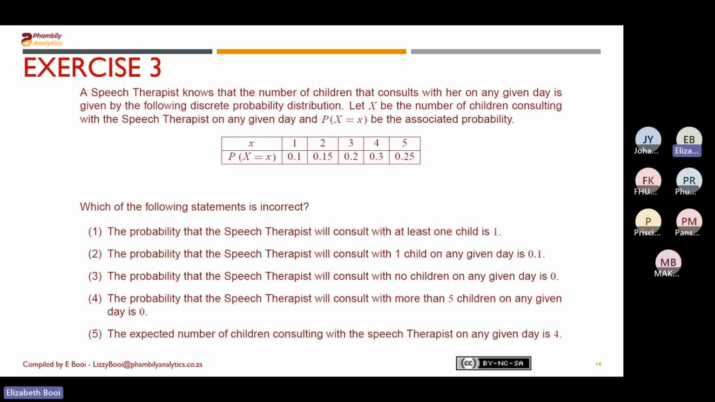Let's see if we can answer this question. A speech therapist knows that the number of children that consult with her on any given day is given by the following discrete probability distribution. Let X be the number of children consulting with the speech therapist on any given day, and the probability associated with that. So we have the table. Which one of the following statements is incorrect? We need to validate each one of them and find the incorrect statement. We're going to work through this together, question by question.